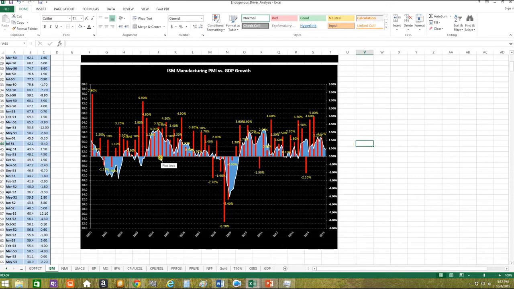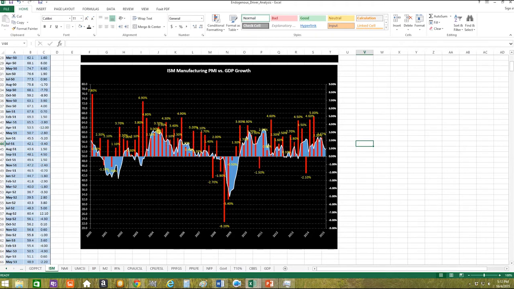So it's pretty obvious that when the ISM readings come out and they're very low, this is a warning sign that GDP growth is going to slow down in 12 to 18 months' time with an 85% certainty, because the data tells us that the ISM is correct 85% of the time in predicting GDP growth with a 12 to 18 month time lag.